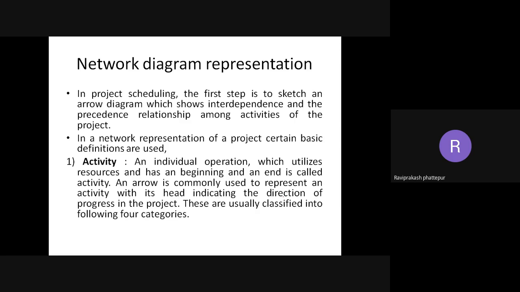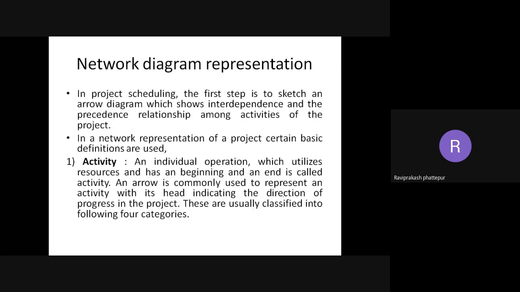For example, if you are reaching college, where were you before this? You were at home, or at a bus stand or somewhere. That is precedence. So there is something called a precedence activity, which means which activity has happened before that. So in a network representation of a project, certain basic definitions are used. This is very, very important. Take this down while I am explaining, or take a screenshot if you want to write it later, but make sure you write all these things.